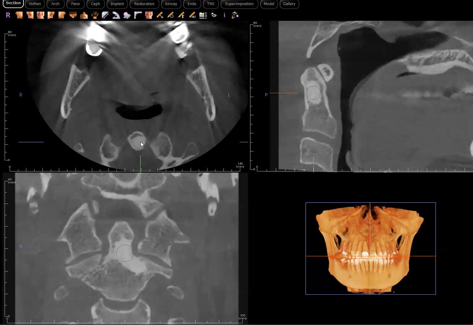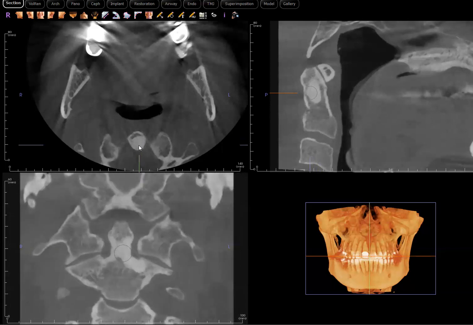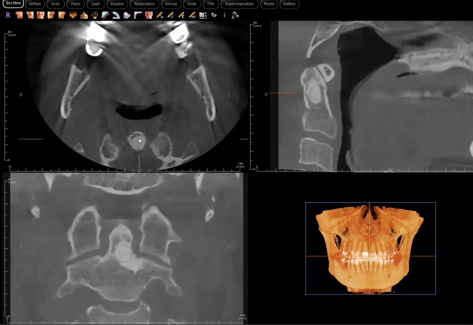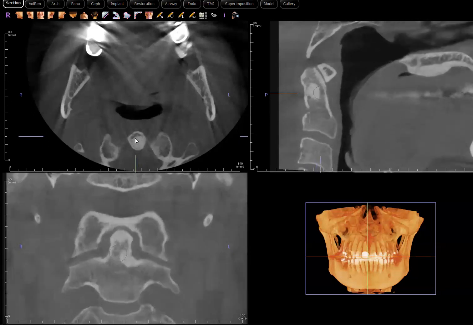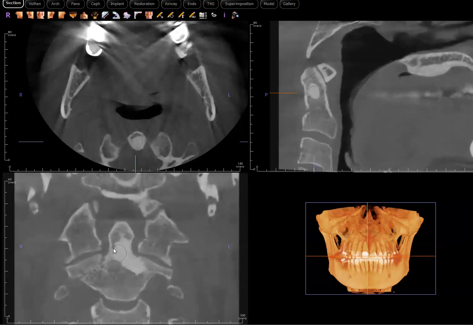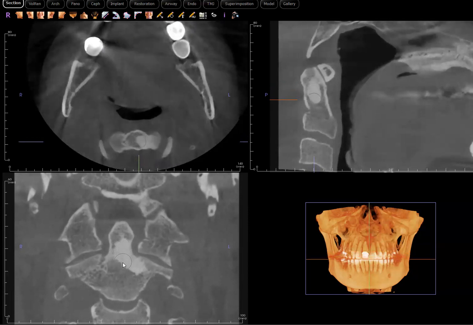And as I move the cursor again in the anterior-posterior dimension, we see that there is no evidence of a radiolucent rim, and also that the surrounding trabecular bone appears normal. The borders are merging or blending right into the surrounding trabecular bone. And we can appreciate that in this axial view as well.